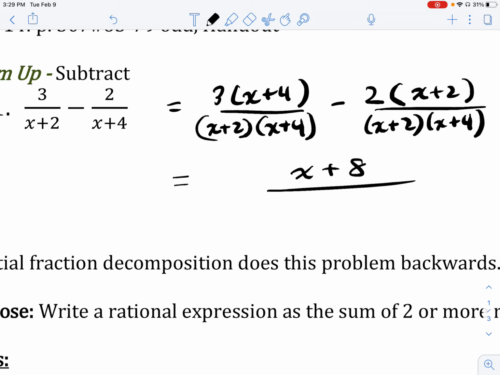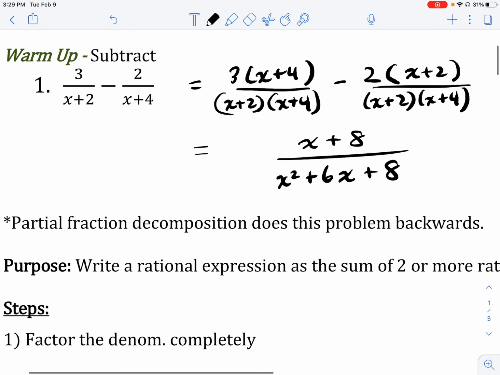over that denominator, which I'm going to write out now as x squared plus 6x plus 8, right? We know that. We've done that plenty of times in our previous algebra classes.